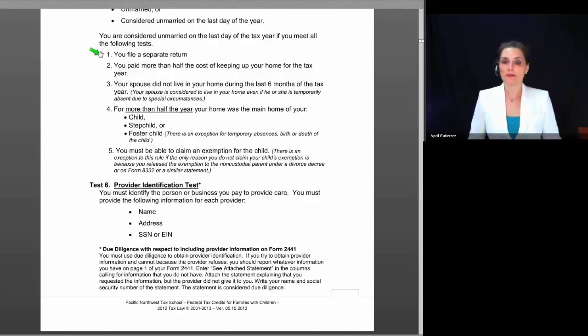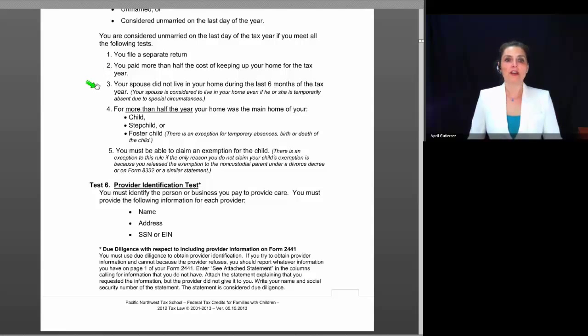You must file a separate return. And in our most frequently missed question, we are telling you that he is filing separately, right? Test number two, you must have paid more than half the cost of keeping up your home for the tax year, and our filer is doing that as well.